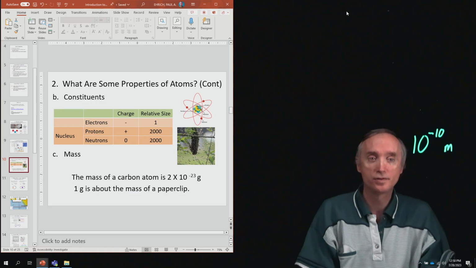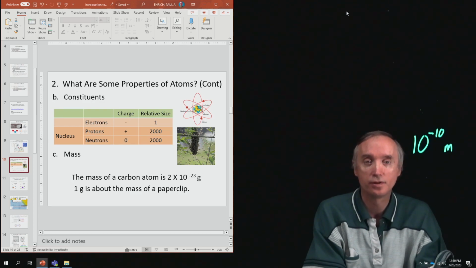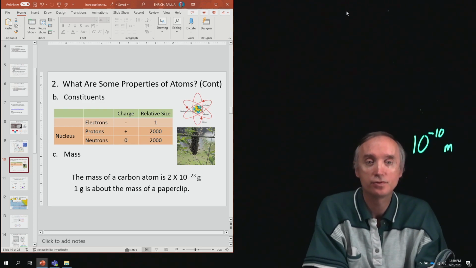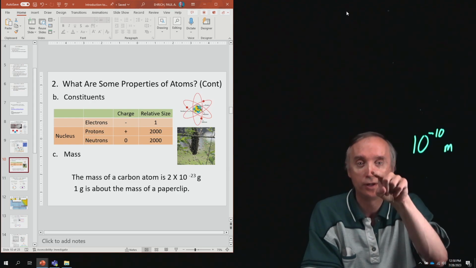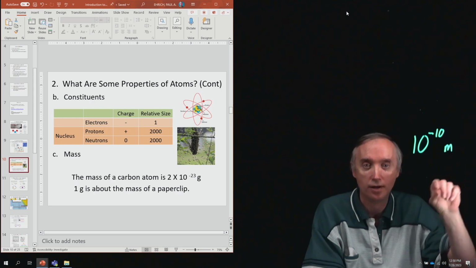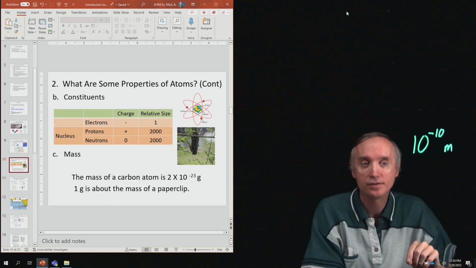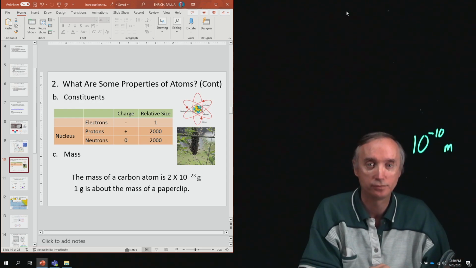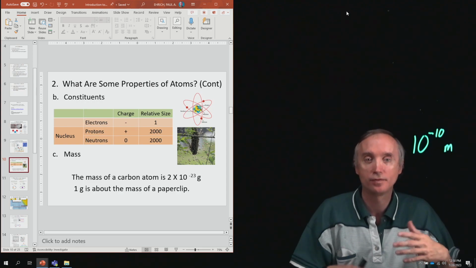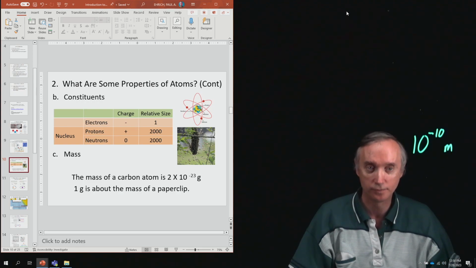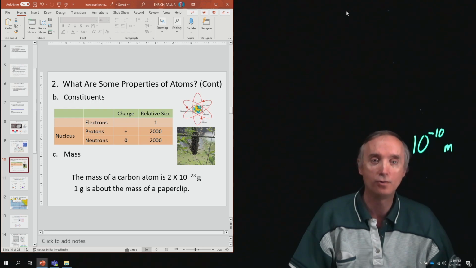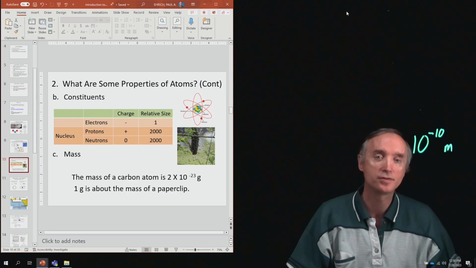Okay, then what is the mass of a typical atom? The mass of a carbon atom is 2 times 10 to the negative 23rd grams. So that's 0.000000, about 23 zeros and then a 2. And the mass of 1 gram is the same as a paperclip. So that tells me that the mass of a typical atom is very, very small. That's what you need to know. So don't worry about the number associated with it.